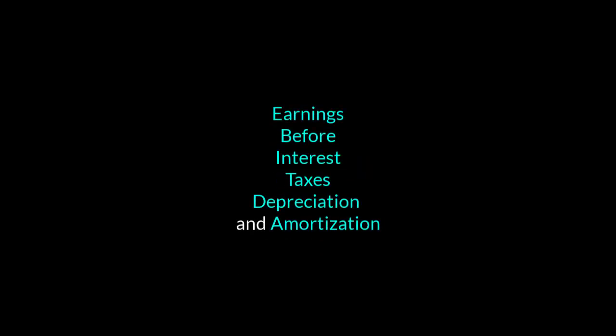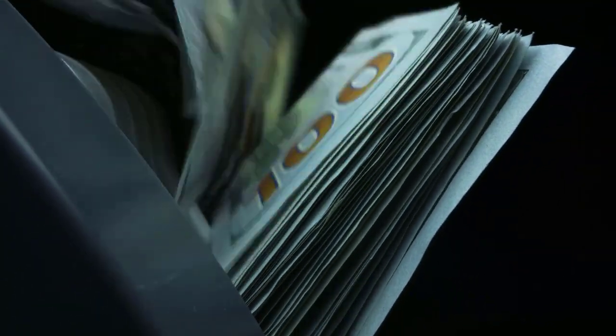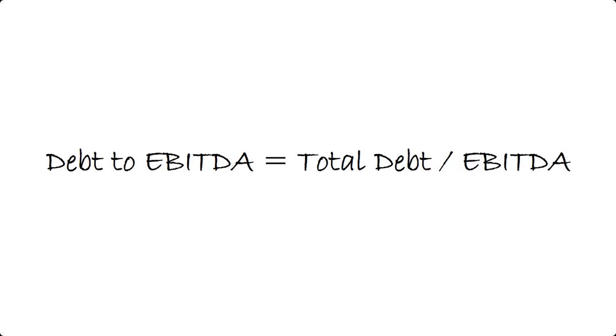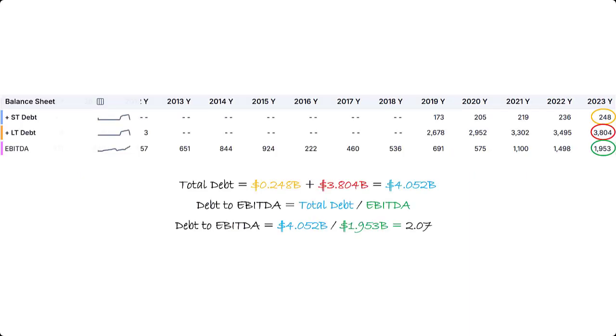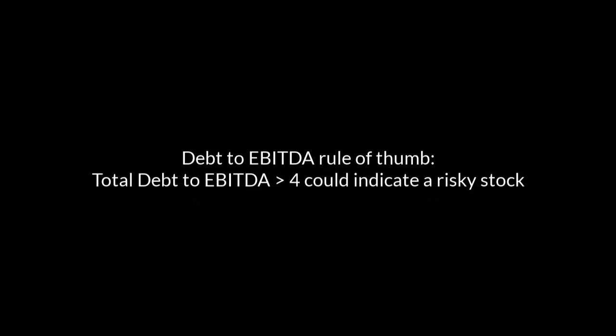To do this, we can calculate the debt to EBITDA. EBITDA is short for earnings before interest, taxes, depreciation, and amortization. It's a simple way to get an estimate of a company's cash flows which the company can use to pay off its debt. To calculate debt to EBITDA, we divide total debt by EBITDA. In 2023, Chipotle had total debt of $4.052 billion and EBITDA of $1.953 billion. This gives us a total debt to EBITDA of around 2 times. Given Chipotle's 2023 numbers, it could pay off its debt within 2 years. As a rule of thumb, total debt to EBITDA greater than 4 could indicate a risky stock.